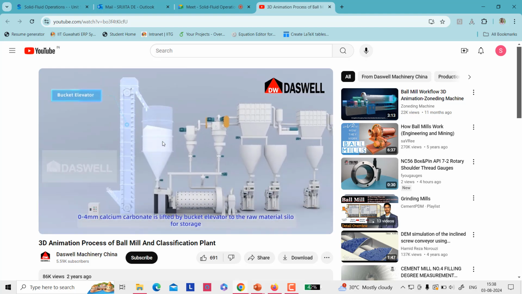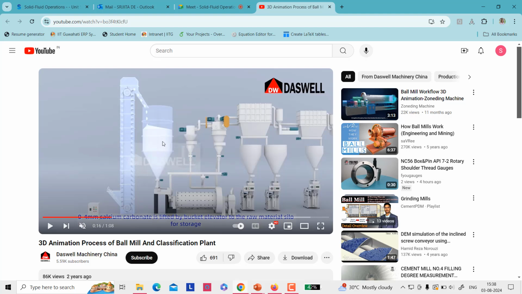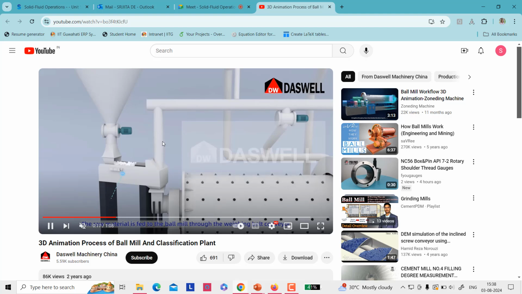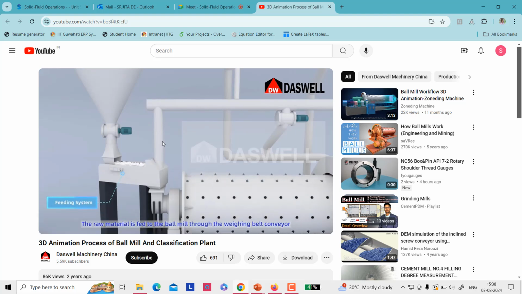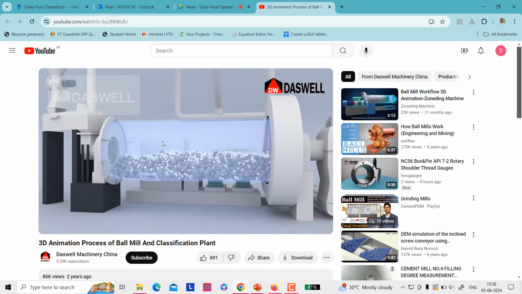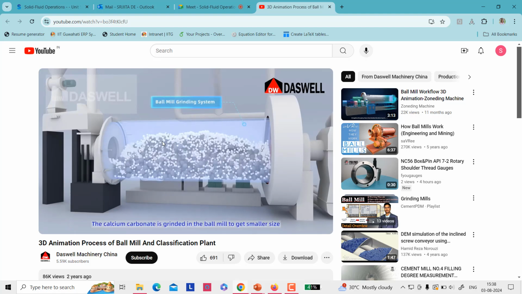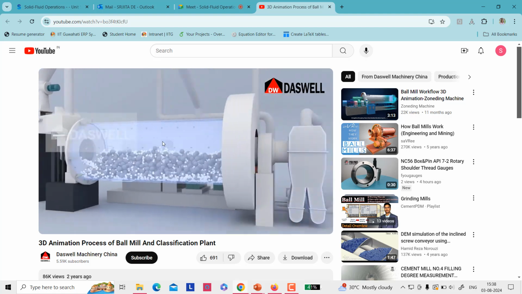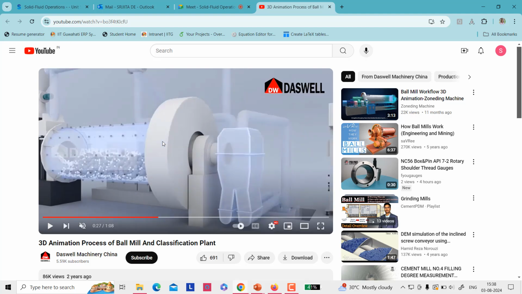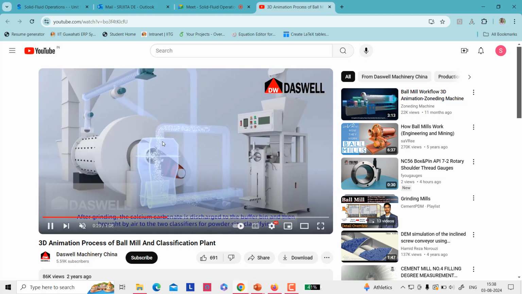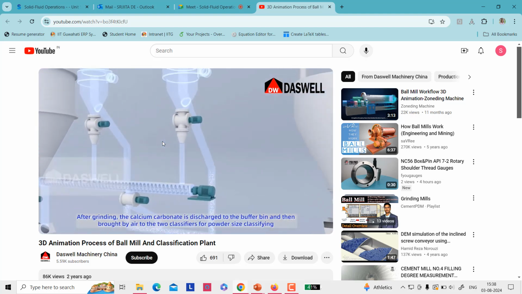So from here feed is given and it will pass through the bucket elevator to the silo. And now it will come to this ball mill where there are balls inside the mill. Because of the attrition, this is called attrition, the balls on the particles will crush them and generate smaller particles. Now you can see the fine particles are generated.